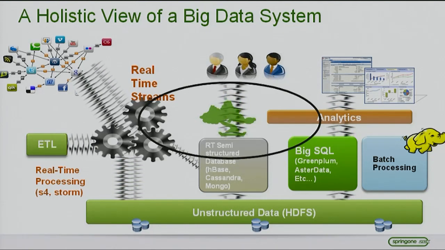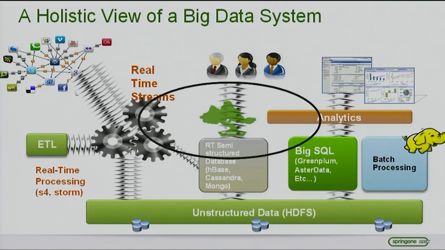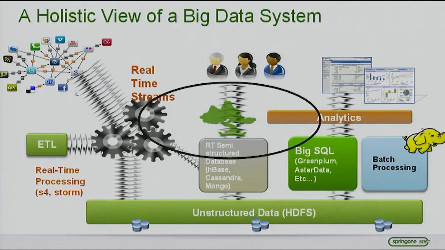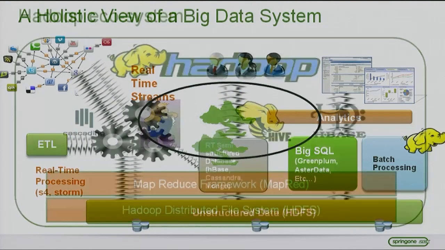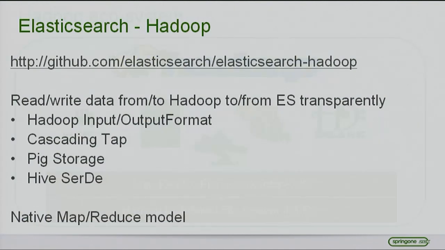So again, you can use it for real time. You can use it for a semi-structured database. You can even use it for the store there. Put any type of data in it. And again, you can use it directly to talk to the users or to do analytics. Speaking about big data, within the ecosystem, we have good integration with Hadoop, if you're interested in that, with Cascading, Pig, Hive, HBase, MapReduce, and HDFS. It is actually the project that I'm working on, called Elasticsearch Hadoop.